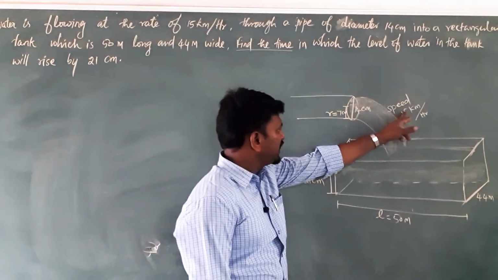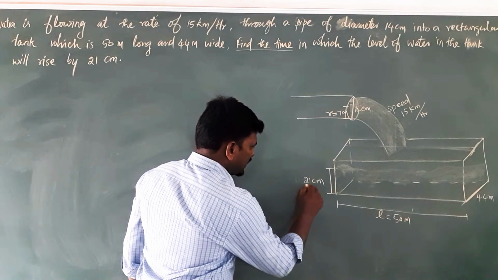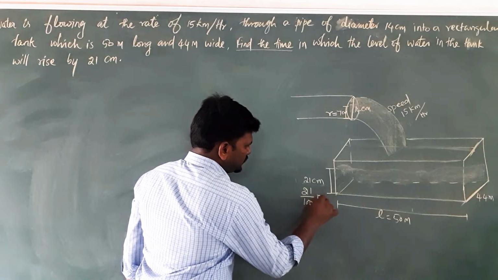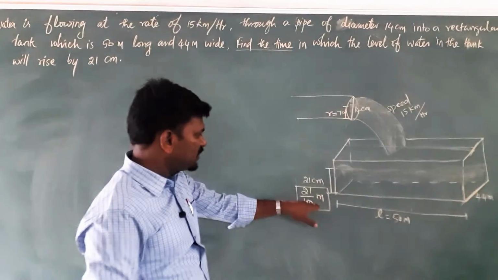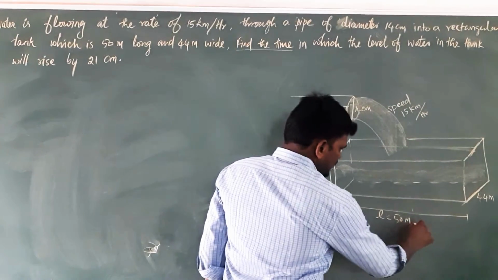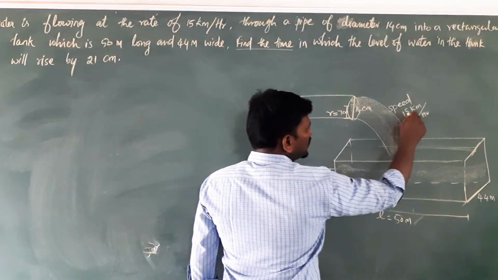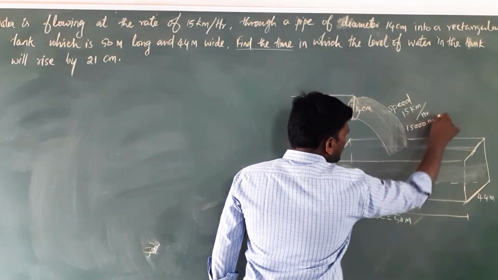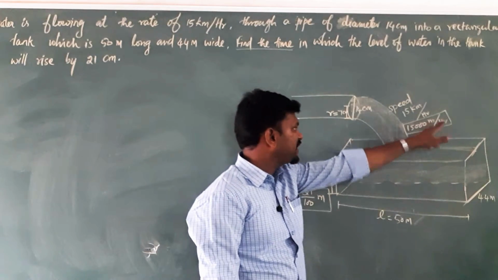So we have to change all this unit into a same unit. So 21 centimeter can be written as 21 by 100 meter. When we convert the centimeter into meter, we have to divide by 100. This is already in meter, so meter, here meter, but it is in kilometer. So 15 kilometer per hour is 15,000 meter per hour, because 1000 meter is equal to 1 kilometer. So 15 kilometer is 15,000 meter.